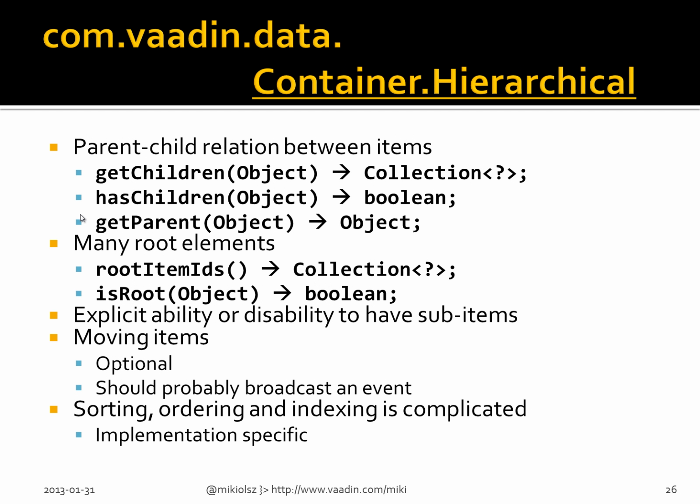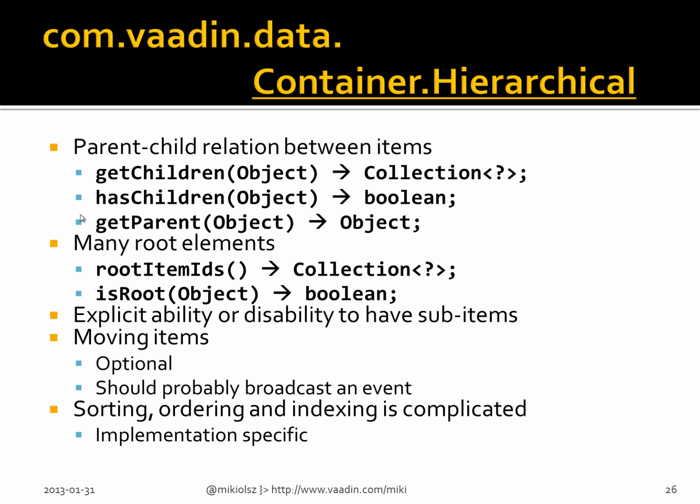Finally, the last interface is hierarchical. This gives you parent-child relationship between items. Typical example is a file system, of course, where you have directories which contain other directories or files. The major feature of that is that it's possible to have many root elements. So in typical trees, you have one root, whereas in here you can have many of them. So these are items that do not belong to any other item.